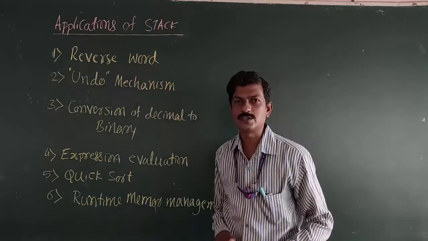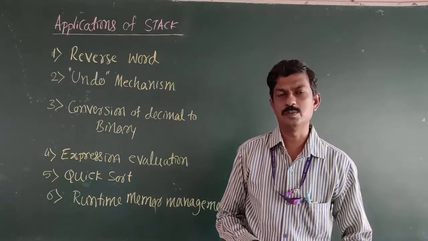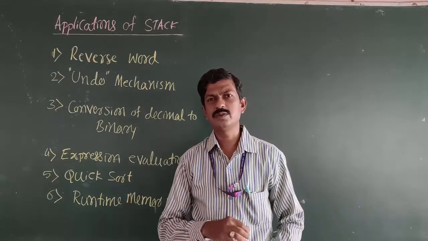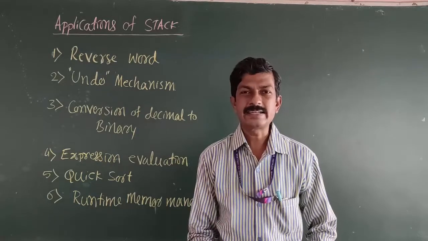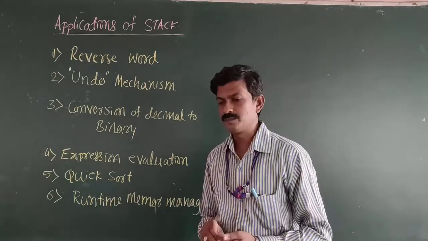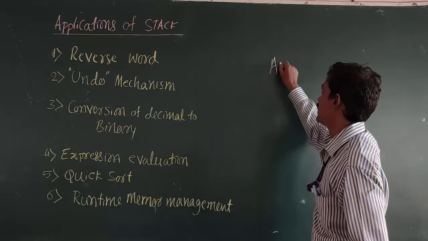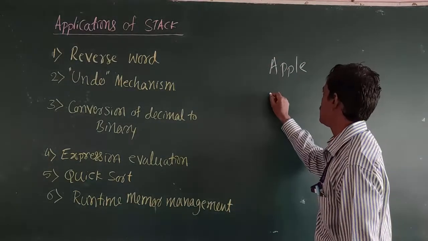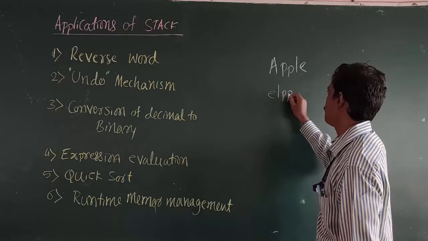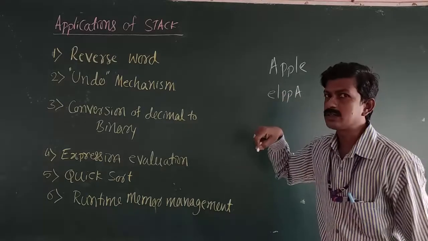First one is reverse word. What do you mean by reverse word? Reverse word is one in which whatever word you give, it is written in reverse form. For example, I want to write A-P-P-L-E, apple, in the form of E-L-P-P-A. It is nothing but a reverse word.